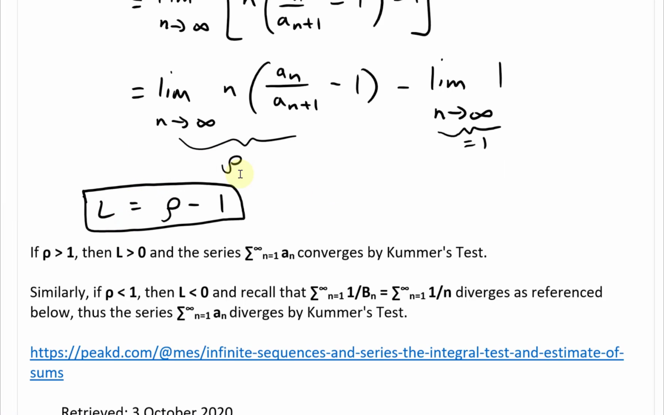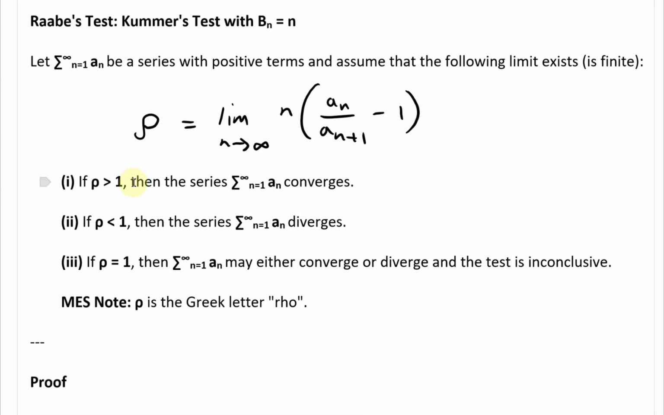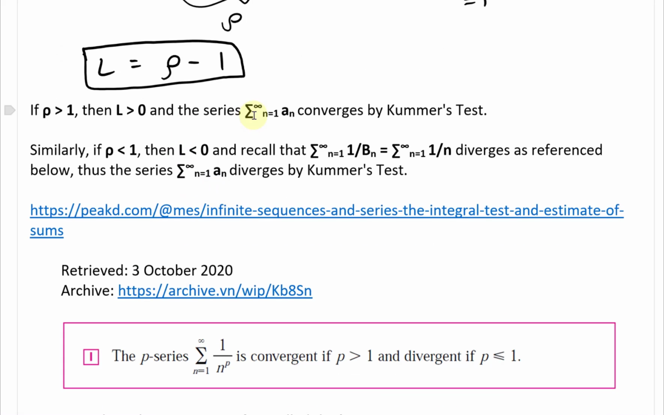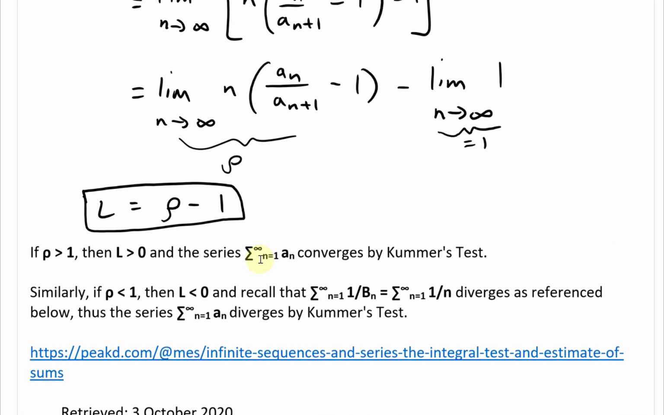Yeah, so now that we have this, if rho is greater than 1, then L is greater than 0. That's just Kummer's test. So if rho is greater than 1 for Raabe's test, then L is greater than 0, so the series summation from n equals 1 to infinity converges by Kummer's test.